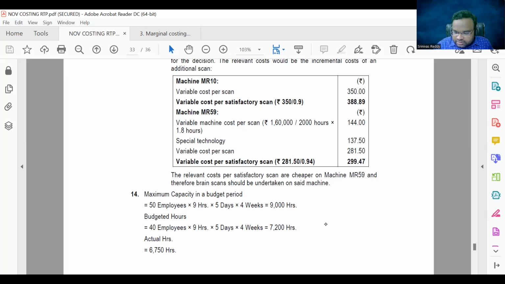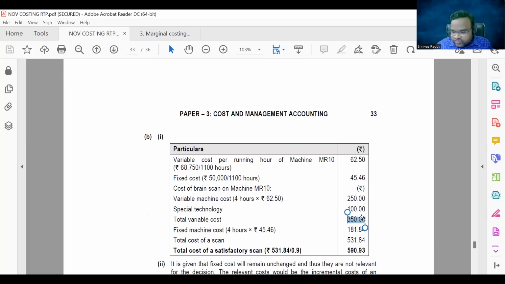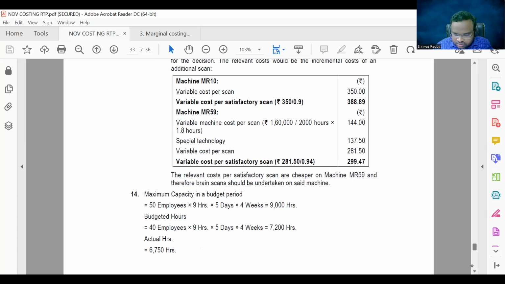Correct? Did we do the same? What is the variable cost? 350. And 350 is for scans without any errors, but there are errors, right? So 350 divided by 90%. So you are getting 388. Here it is 299. So MR59 is the cheapest one. Okay.